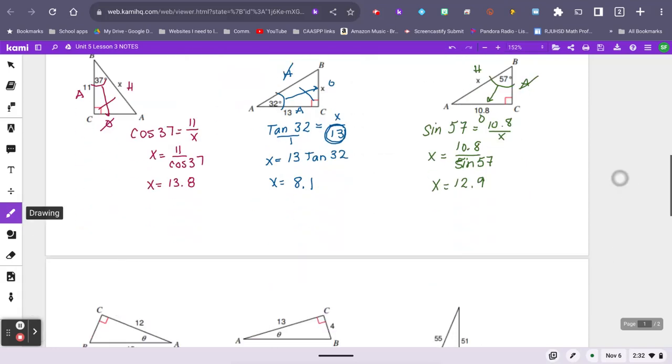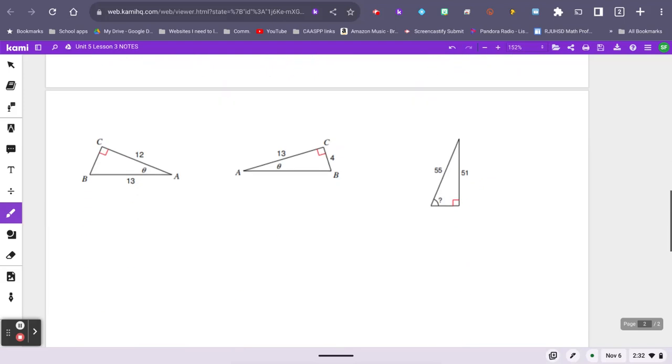Okay, next one we're going to do, that was to find the missing side. Now we're going to find the missing angle. And this one, you're going to use the inverse: sine, cosine, tangent to the -1. And whenever we go onto a new page, I always like to write my trig, that way I don't have to be flipping papers over.